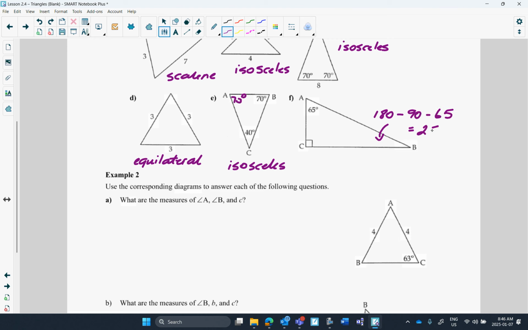25 degrees. That means all the angles are different. That means all the sides are different. That means it's scaling. It is a right triangle, but it is also scaled.